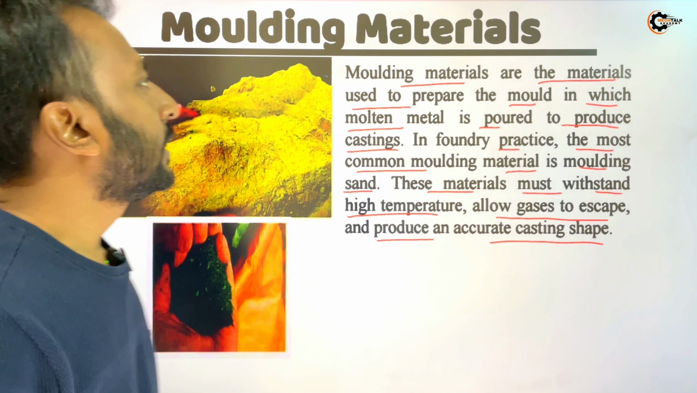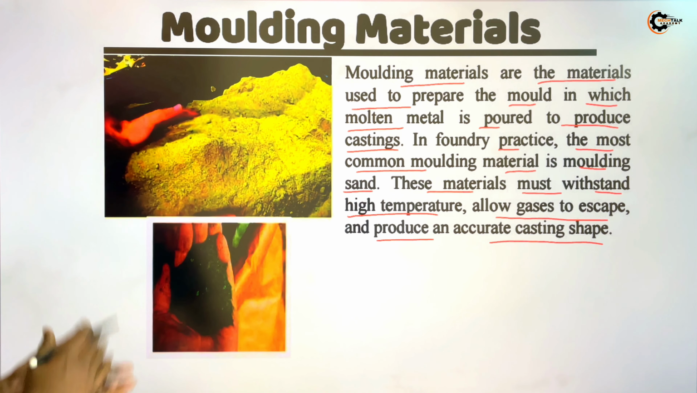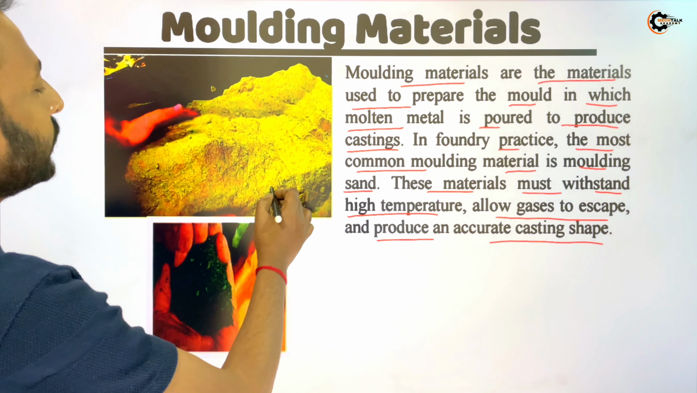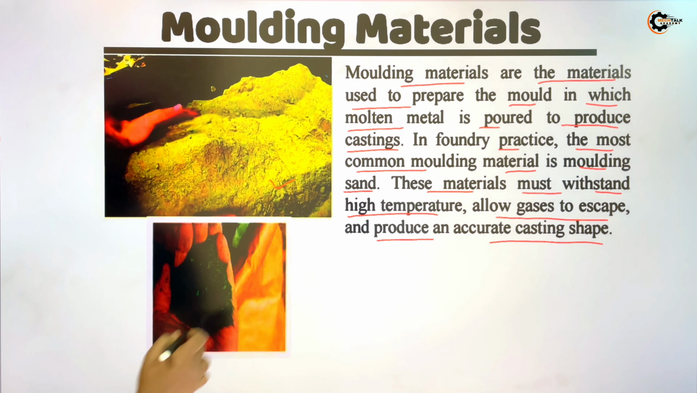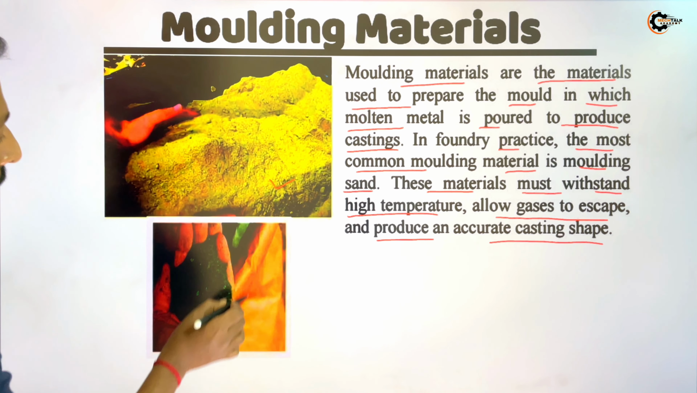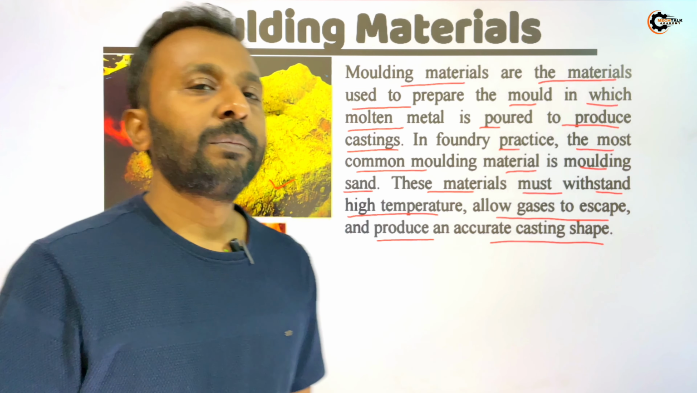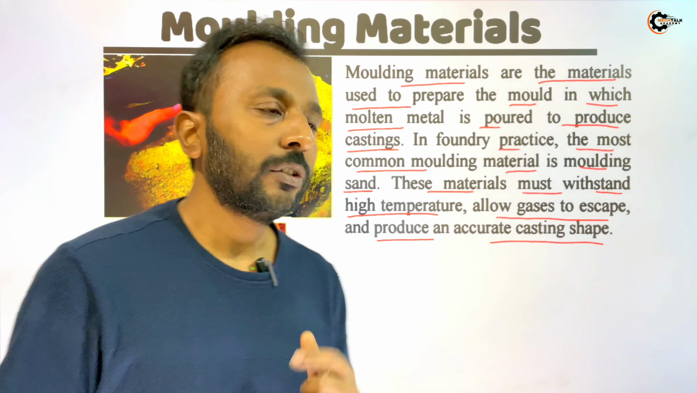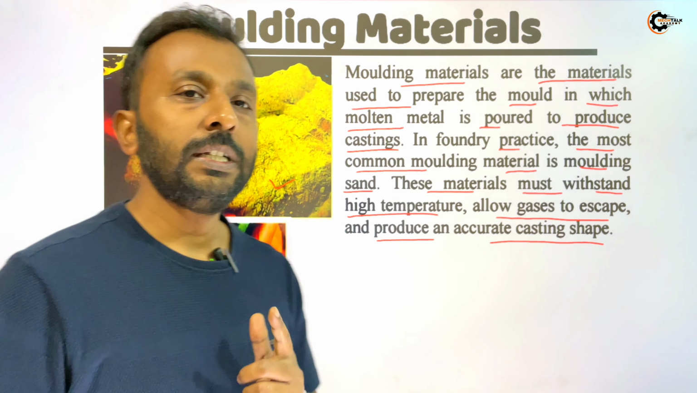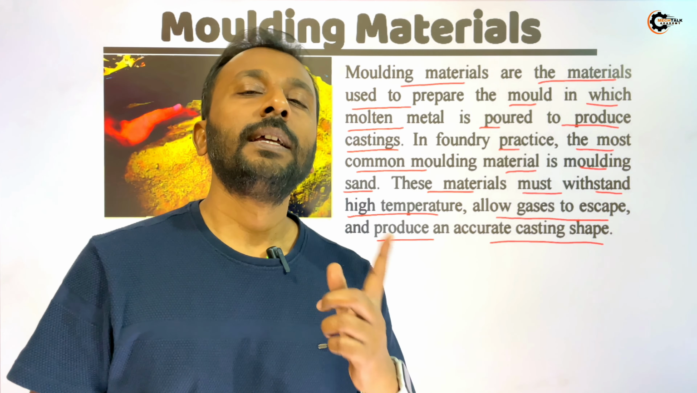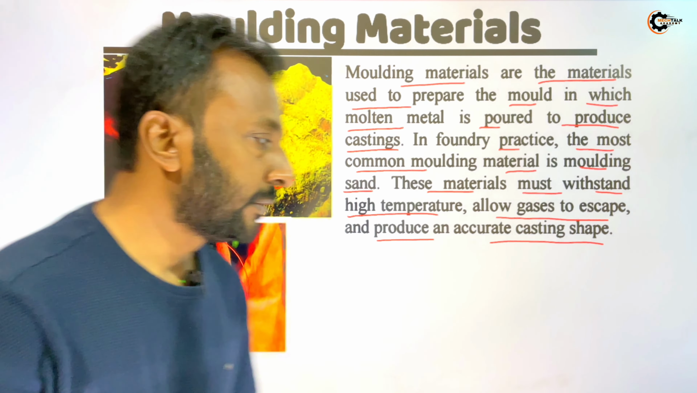So this is the molding material. In this figure we can clearly see the molding material. This is the molding sand, and in the hand these are also molding sand. So the common molding material is molding sand. When we are using molding sand as molding material, that is called sand casting.